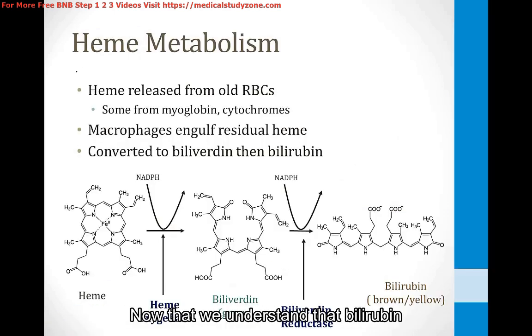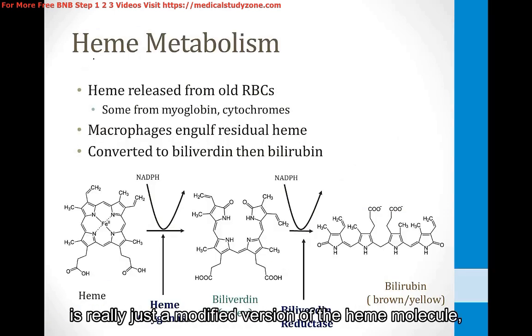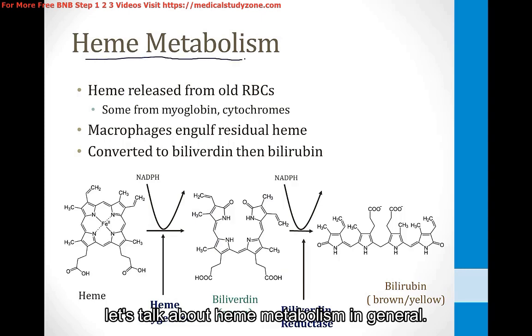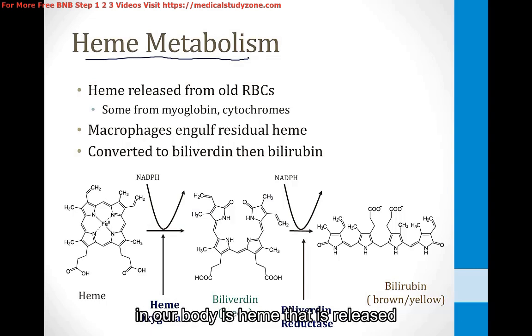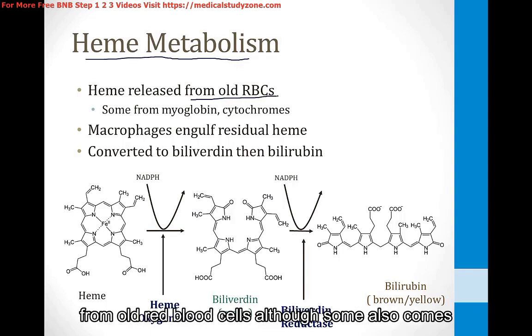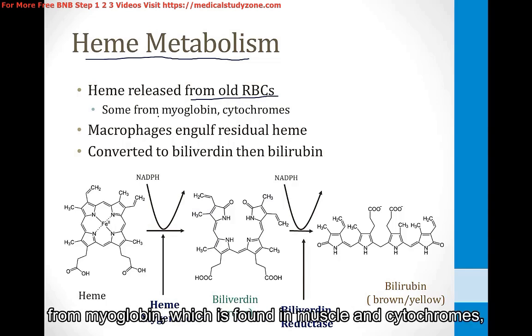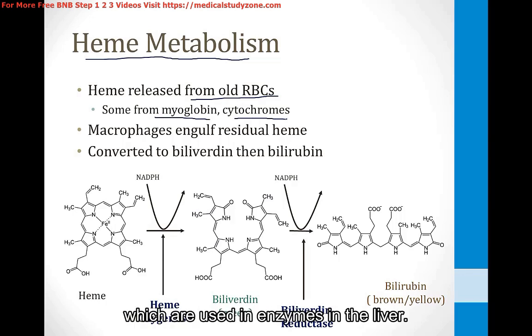Now that we understand that bilirubin is really just a modified version of the heme molecule, let's talk about heme metabolism in general. So most of the heme that is broken down and metabolized in our body is heme that is released from old red blood cells, although some also comes from myoglobin, which is found in muscle, and cytochromes, which are used in enzymes in the liver. Released heme is engulfed by macrophages, which then metabolize it first into biliverdin and then into bilirubin.